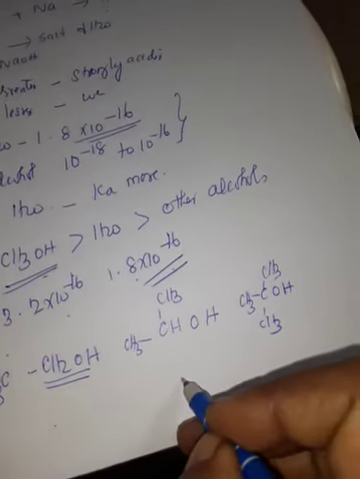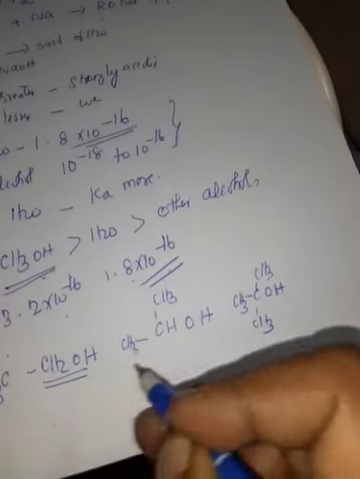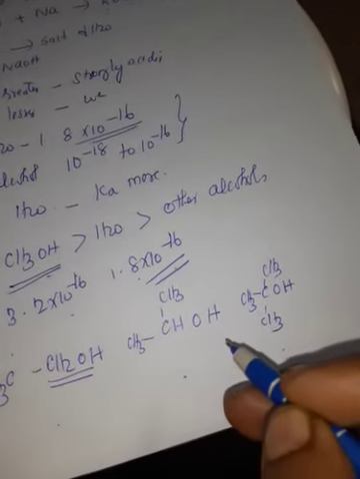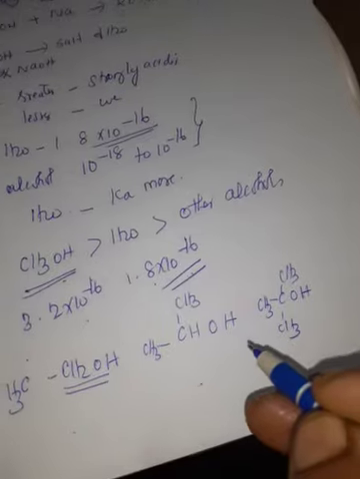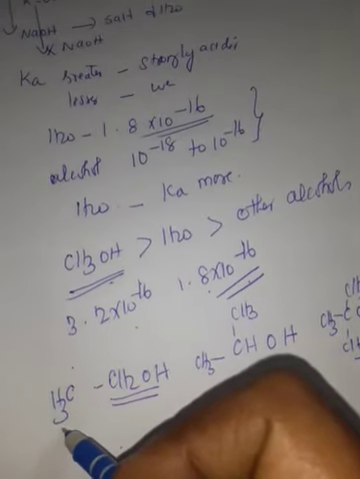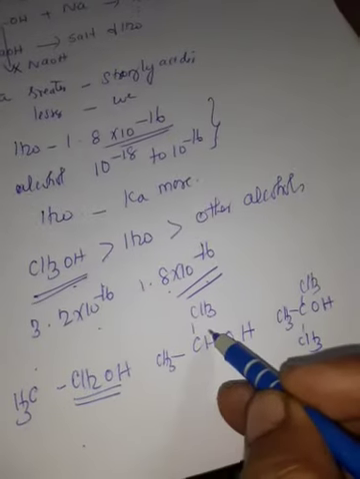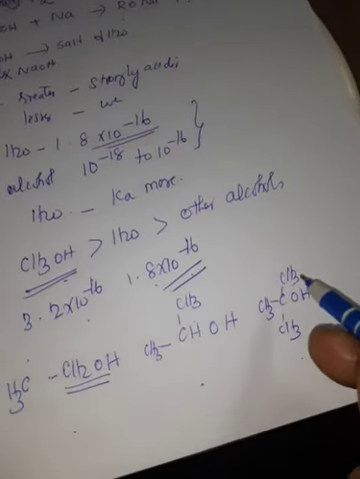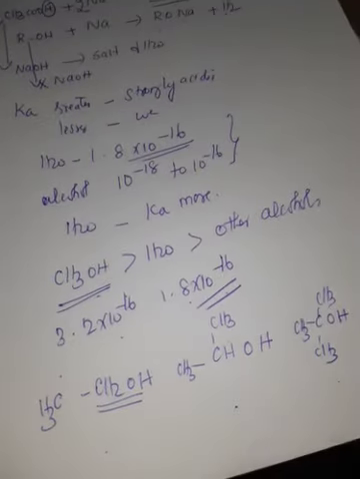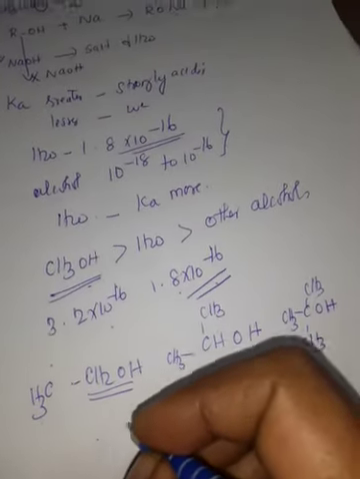Primary, secondary, tertiary alcohols all have acidic character only. But which is having more and which is having less? This is the question. Primary has one alkyl group, secondary has two alkyl groups, tertiary has three alkyl groups. So when we come into account here, there are two types of effect.